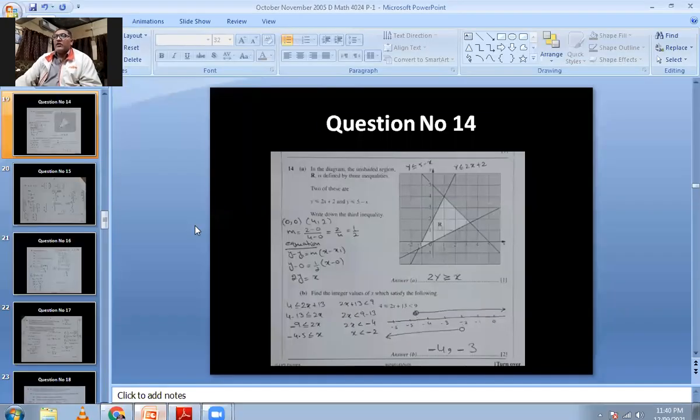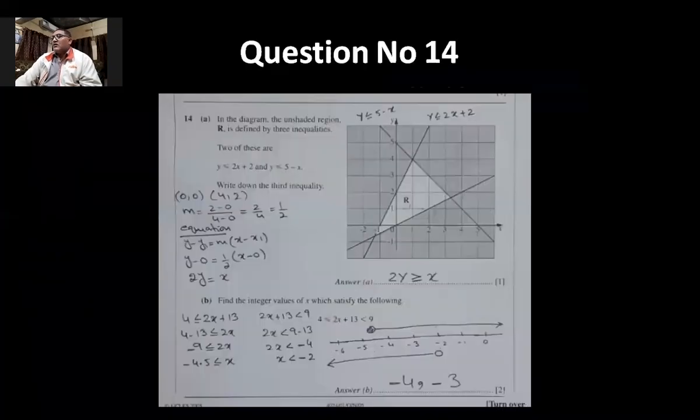So here we go. First of all, I will write 4 less than equals to 2x plus 13. So 4 minus 13 less than and equals to 2x, and you will have minus 9 less than equals to 2x. So 2 will go on the other side, it will divide. So you will have minus 4.5 less than and equals to x. Or in other words, x is equals to and greater than minus 4.5.